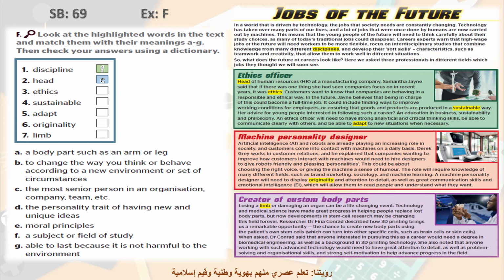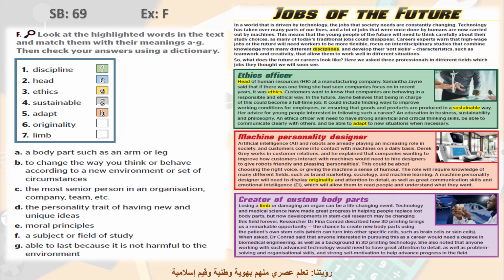Number 3, ethics. Yes, good, E, moral principles, أخلاق. Number 4, sustainable. Yes. G, able to last because it's not harmful to the environment. Very good. What about number 5, adapt? Yes. D, which is to change the way you think or behave according to the new environment or set of circumstances.